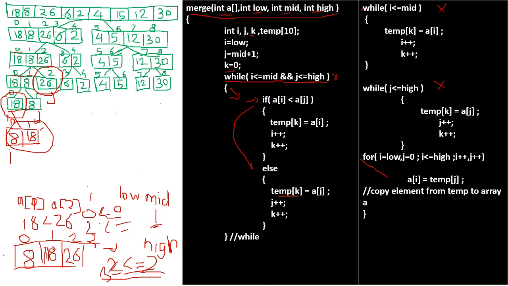Then this for loop will execute, which copies the elements stored in the temporary array into our actual array. The initialization part is there: i is equal to low, j is equal to 0, and i is less than or equal to high is our terminating condition. Here the low value is 0 and the high value is 2.